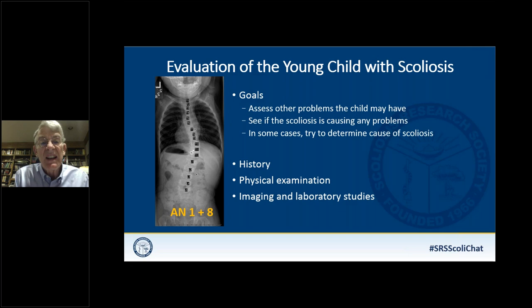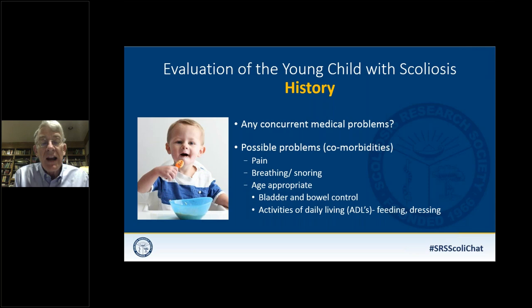So on the history, we want to know if there are any other problems that your child may have. Do they have pain? Do they have problems breathing? Do they snore? Have they met any milestones appropriate for their age, such as bladder and bowel control? Where are they on their activities of daily living? Next slide, please.